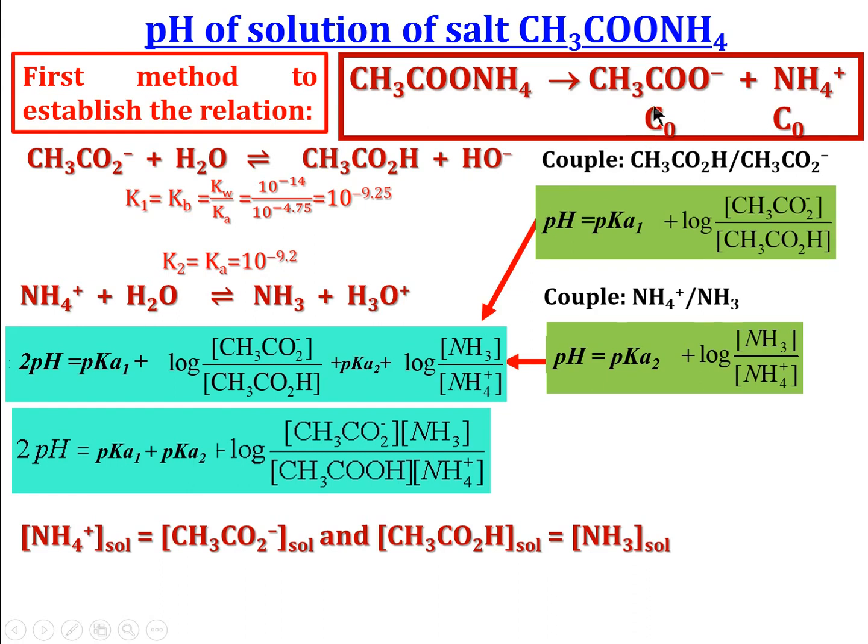Since we are starting with the same initial concentrations and the dissociation of acetate and NH4+ are very weak, the NH3 formed is practically 0, and the acetic acid formed is practically 0. So NH4+ equals acetate in the solution. By the same way, we explain that the formation of acetic acid and NH3 is practically negligible. So CH3COOH in the solution is equal to ammonia in the solution. Therefore, in this formula, we can simplify acetate and NH4+, and NH3 and acetic acid.